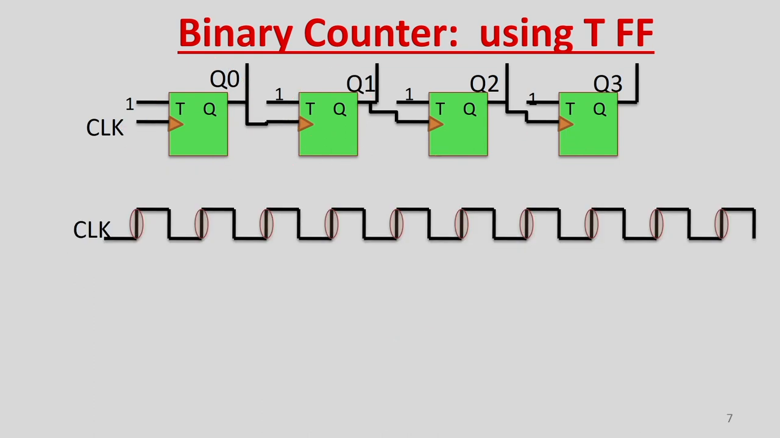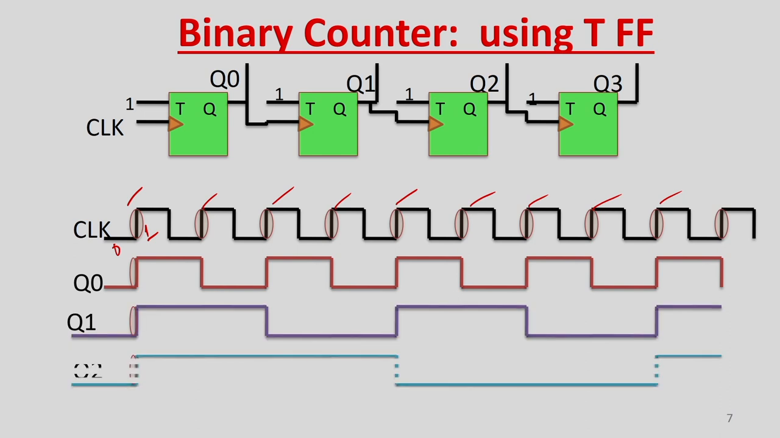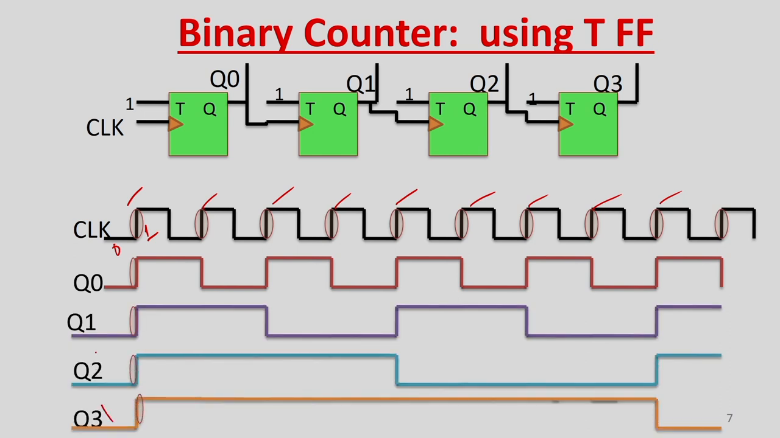Based on the earlier description, we have given this, and suppose this clock goes, at every positive edge, whenever it changes from 0 to 1, it changes the state. Whether it really does or not, let us see. So, initially let us assume all the values of Q0, Q1, Q2 and Q3 to be 0.